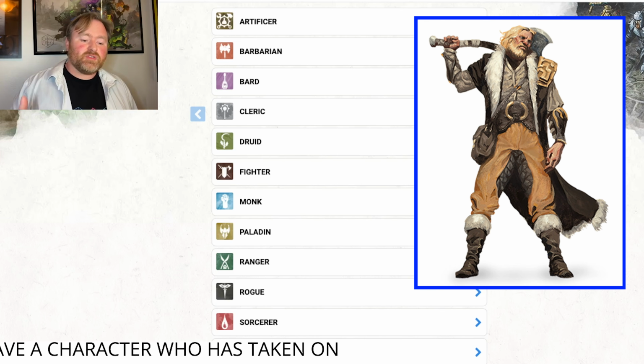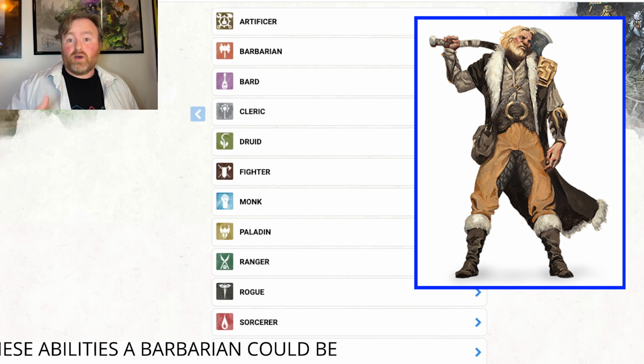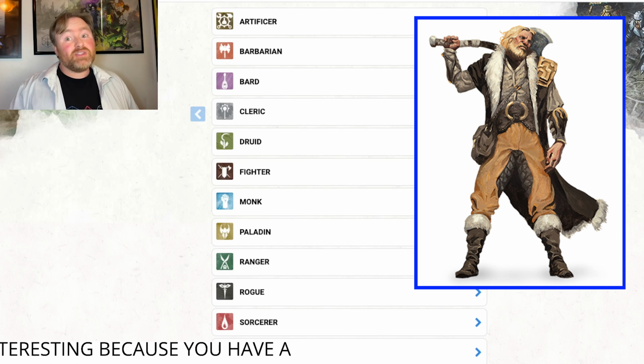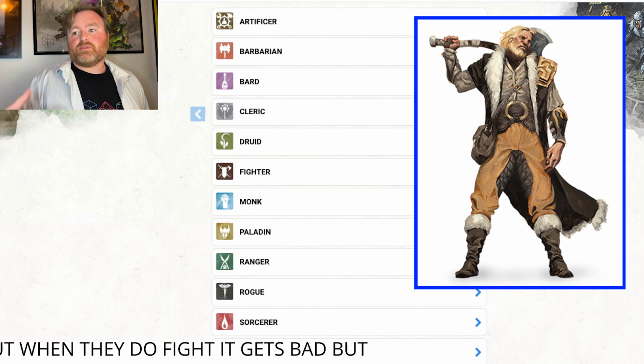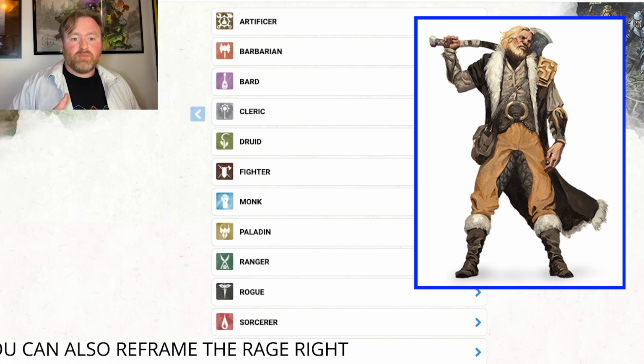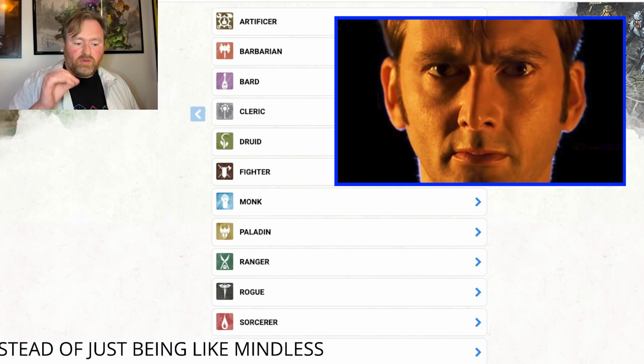A Barbarian could be interesting because you have a character who doesn't want to fight. But when they do fight, it gets bad. But you can also reframe the rage, right? Instead of just being mindless murdering, it could be a refined focus. He never raised his voice. That was the worst thing.